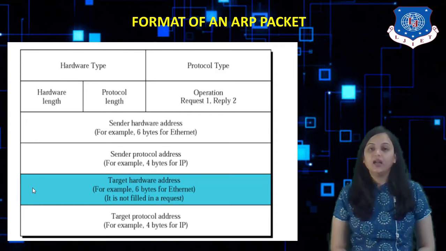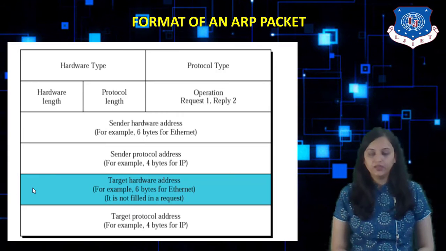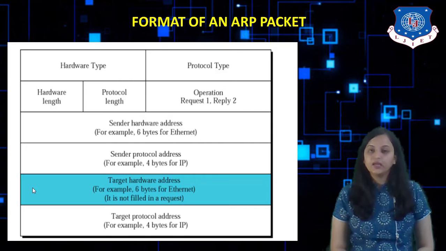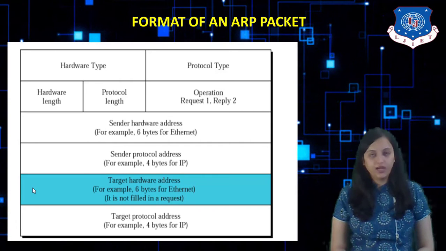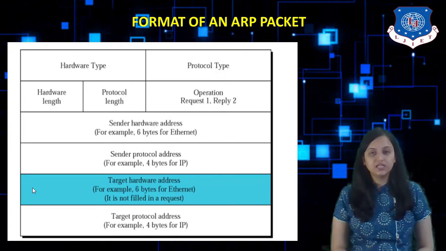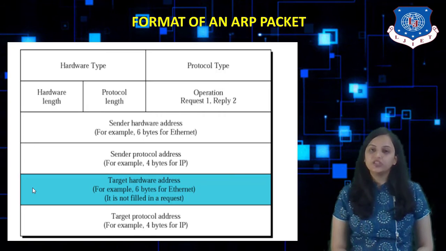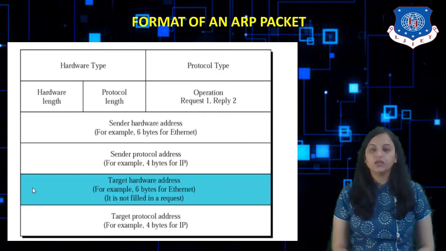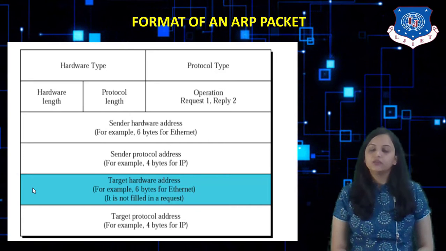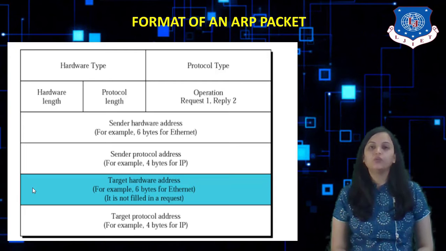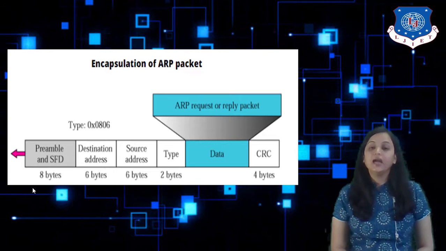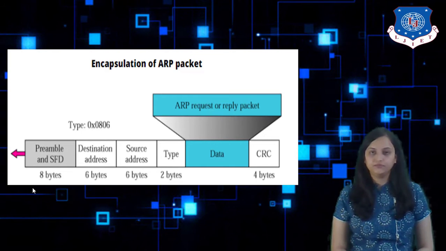Then the next is target hardware address, that is THA. That means the system B or destination device MAC address. And the next is target protocol address, that is TPA, which means that this is the IP address of the destination or system B from which the MAC address is to be known. So this is the 32-bit structure of ARP packet, the format of ARP packet, which is to be sent over the network.